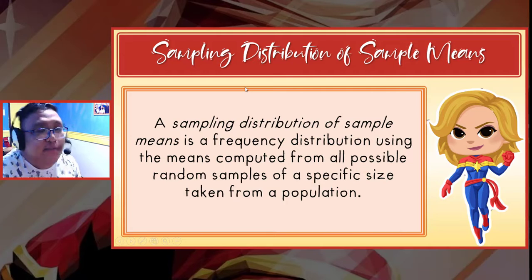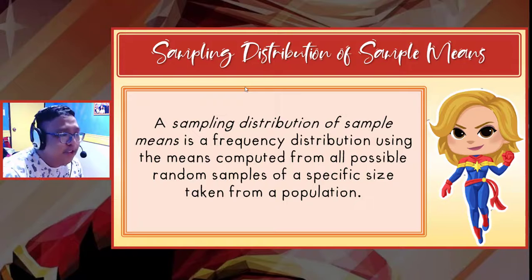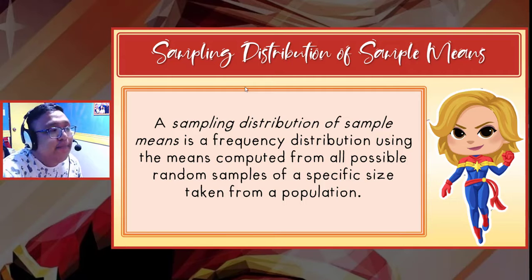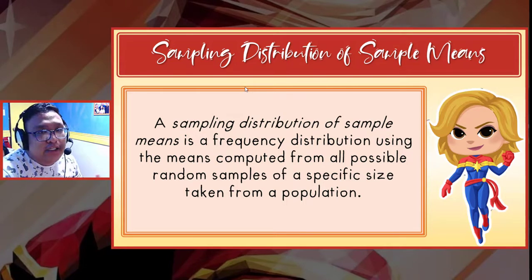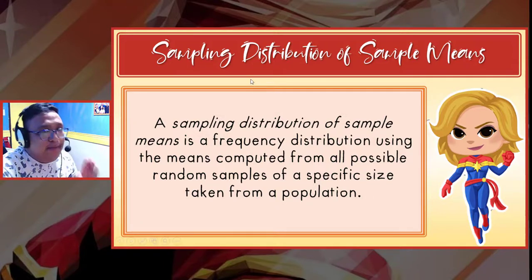So, a sampling distribution of sample means is a frequency distribution using the means computed from all possible random samples of a specific size taken from a population. So, simple lang. Meron tayong mga ginawang iba't ibang distributions before sa mga previous videos ko. Meron tayong discrete probability distribution, nagkaroon tayo ng standard normal distribution. So in this part, we're going to make a sampling distribution, not just of any score, but of sample means. Ibig sabihin, ang gagawa natin ng distribution ngayon ay yung mga sample means.